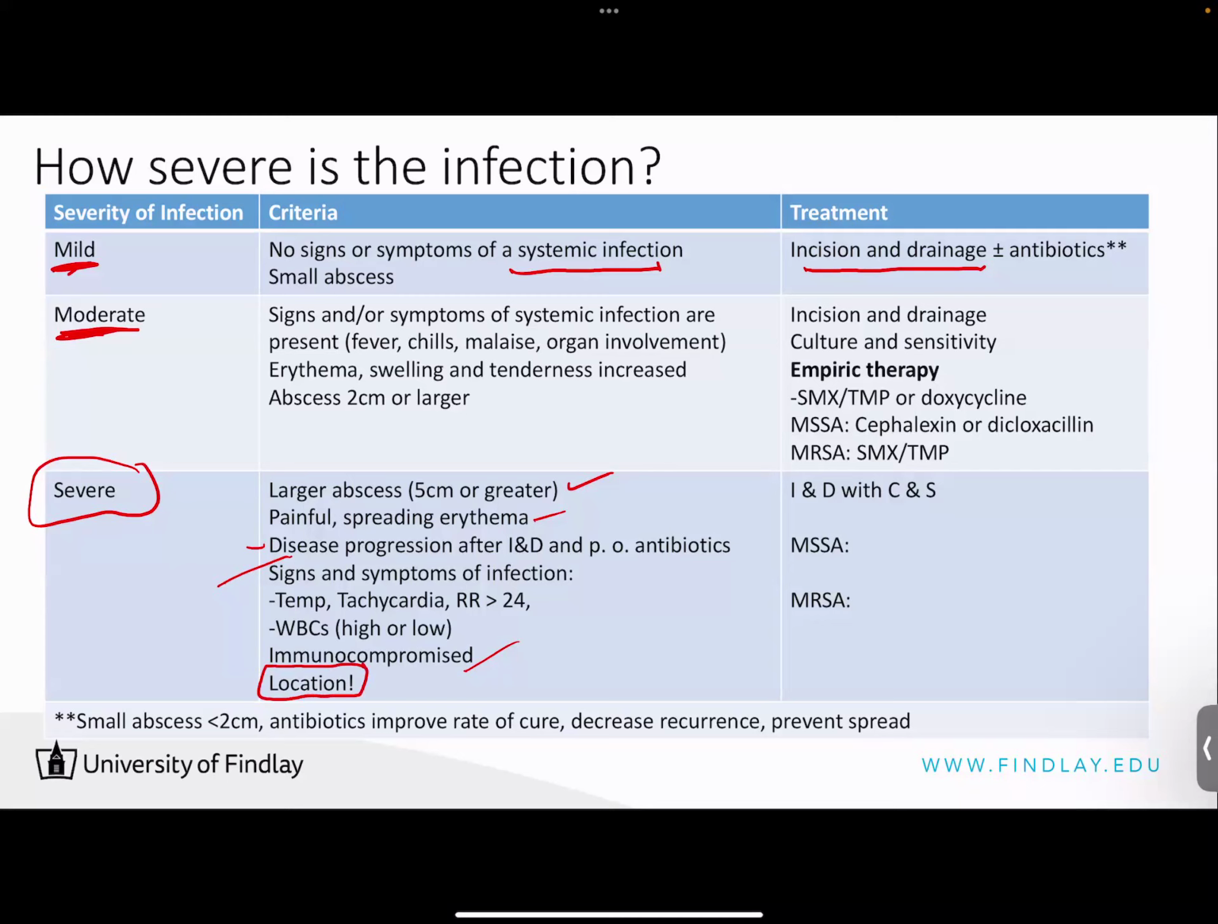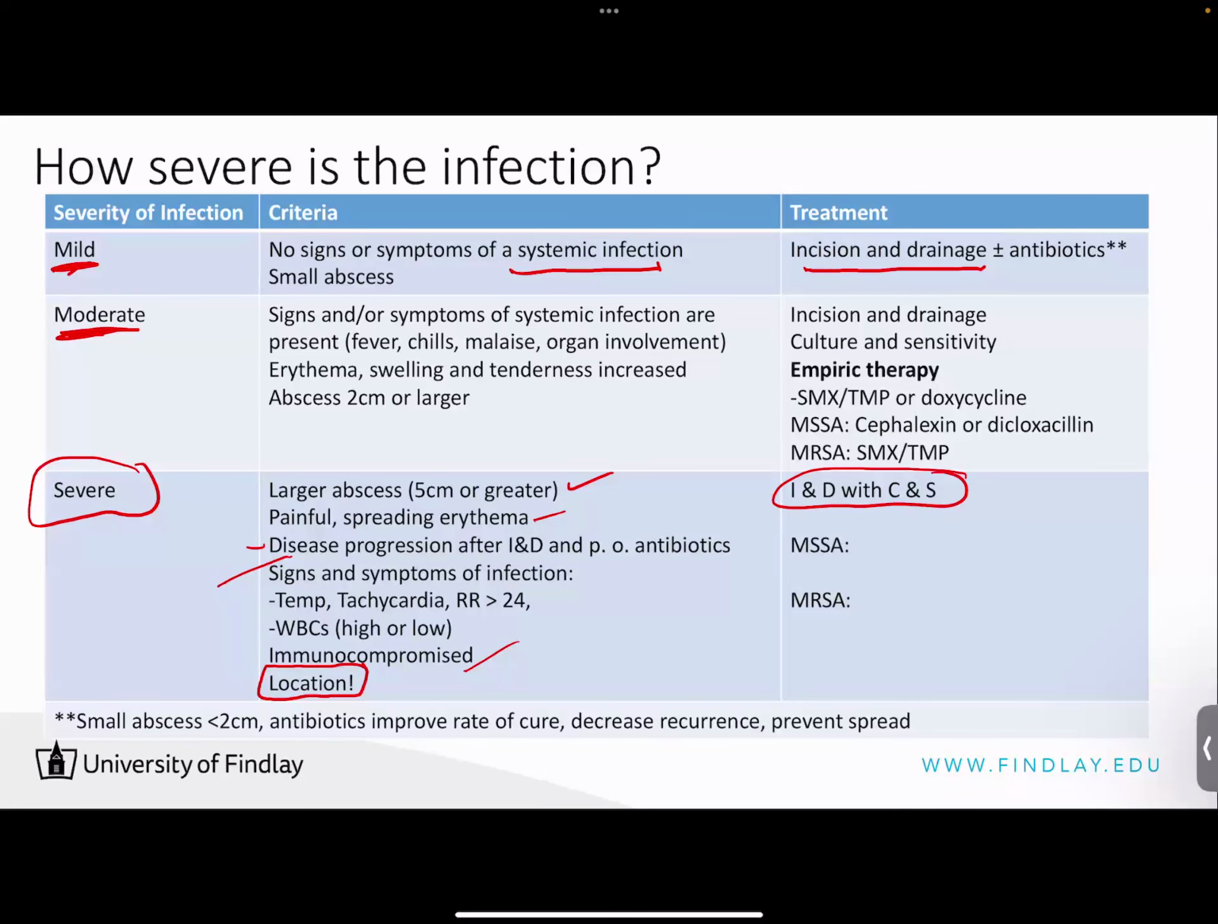The location of the abscess is also important. The preponderance, or the majority, of abscesses are probably on the back or the extremities. But when you start to get abscesses in the periorbital area, or in the groin, or in other areas of the body, that starts to get a little bit more concerning, and maybe you're a little bit more aggressive with your therapy.